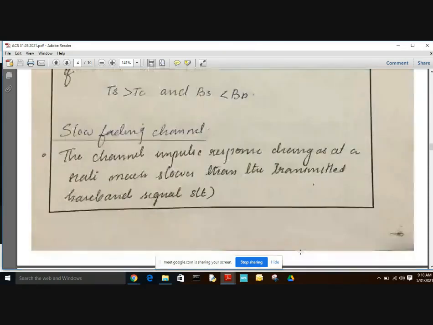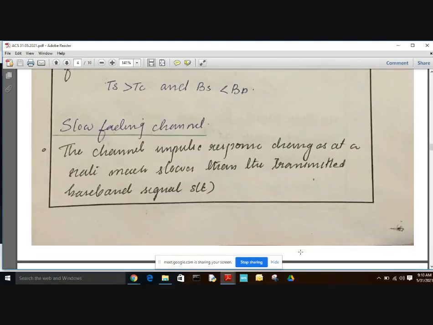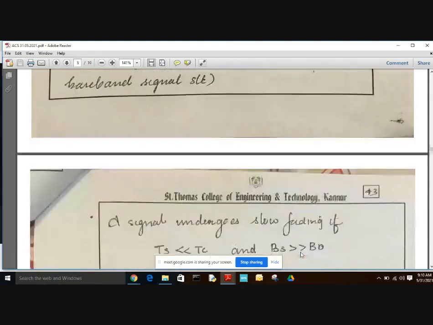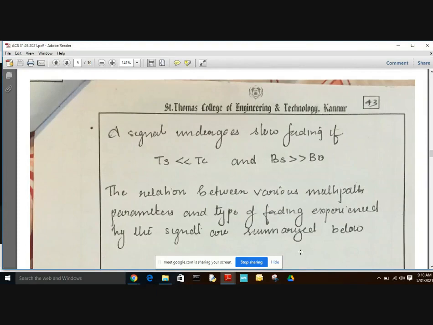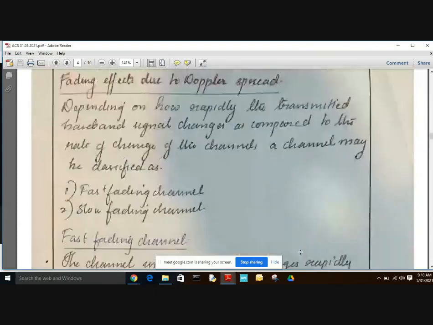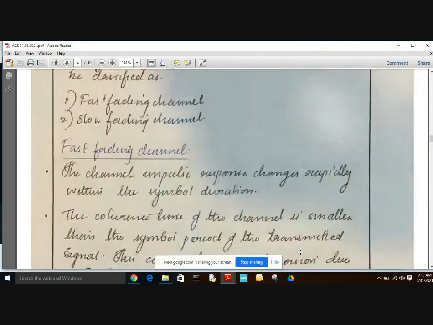So next is slow fading. In a slow fading channel, the channel impulse response changes at a rate which is lower than the transmitted signal rate S of t, and a signal undergoes slow fading if Ts is very much less than Tc, and if Bs is very much greater than Bd. So this is about slow fading and fast fading.